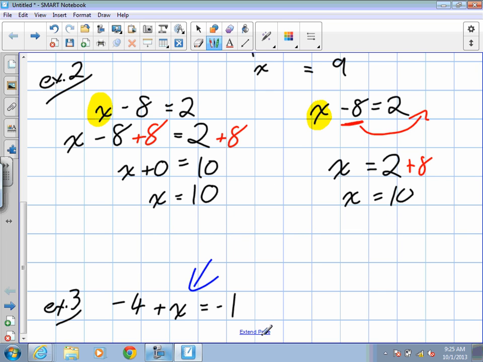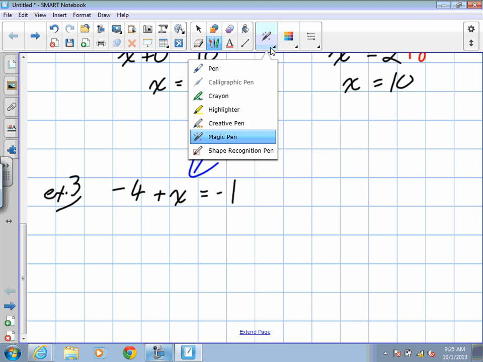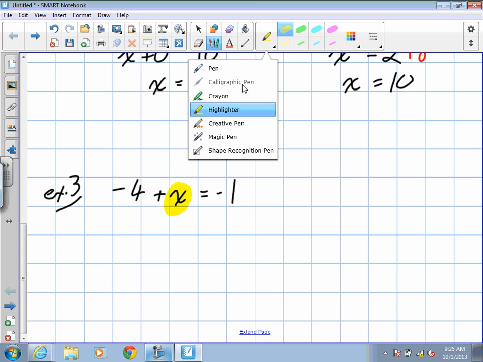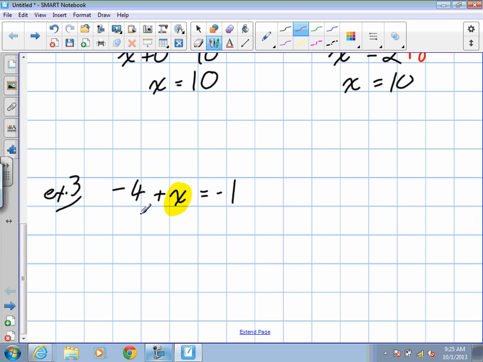Okay? So with our shortcut, again, the whole idea, isolate the variable. We want the variable by itself for solving for x. That means I need to move what number to the other side? Yeah, not just 4, but negative 4. If we were to move negative 4 to the other side, what operation does it become? Positive 4.